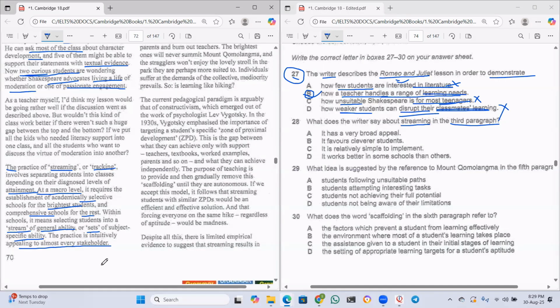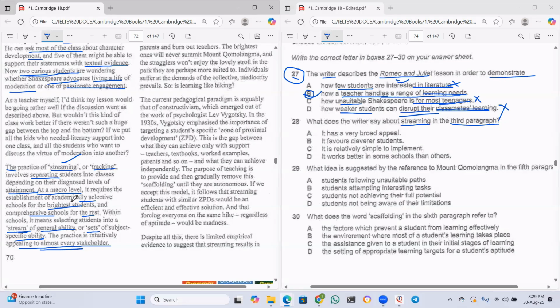So here he spoke about streaming, right? Streaming means basically dividing, separating students into classes depending on their abilities. So he says academically selective schools for bright students and comprehensive schools for the rest. Now, within these schools, it means selecting students into a stream of general ability or sets of subject specific ability. So this practice is appealing to almost every stakeholder.